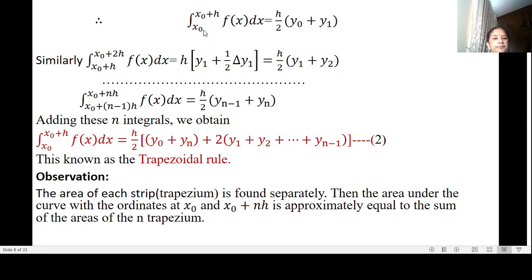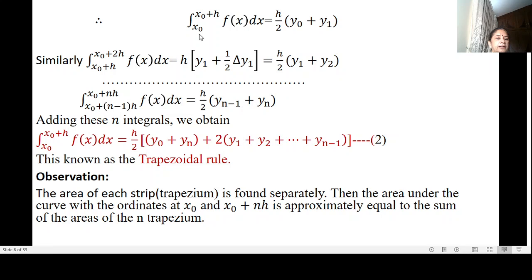on the left hand side, what do we get? The integral from x0 to x0 plus h f of x dx plus the integral from x0 plus h to x0 plus 2h f of x dx plus so on. The last integral is from x0 plus n minus 1 into h to x0 plus nh f of x dx, which is equal to h by 2. H by 2 is common, right? H by 2 into y0 plus y1 plus y1 plus y2 plus y2 plus y3 and so on plus yn minus 1 plus yn.